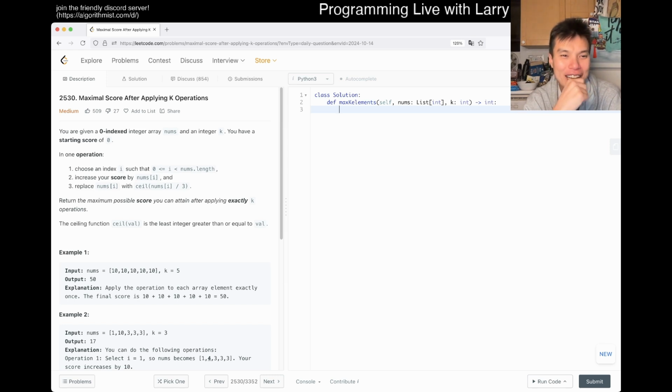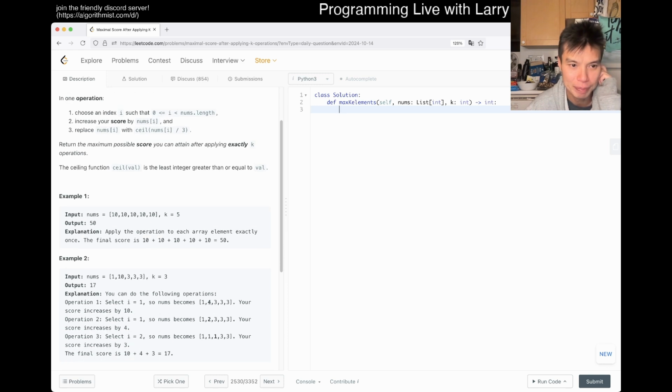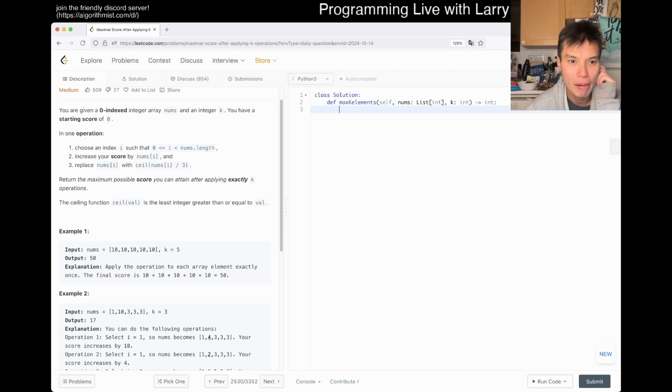You're given a 0-indexed integer array nums and an integer k. You have a starting score of 0. In one operation, choose an index i such that 0 is less than or equal to i and less than n, increase your score by nums[i], and then replace nums[i] with the ceiling of nums[i] divided by 3. Return the maximum possible score you can obtain after applying exactly k operations. Okay, so basically we want to, right?